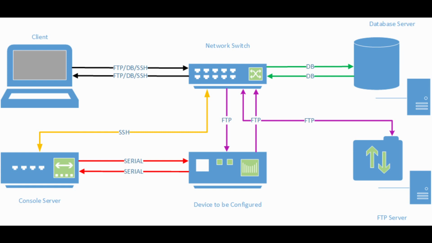Our application runs on the client side and utilizes the console, database and FTP server for various tasks. The configuration and operating system files required by these networking devices are stored on the FTP server. The console server is used in order to communicate with the device to be configured. And finally, the database server keeps track of the configured devices and stores configuration changes over time.